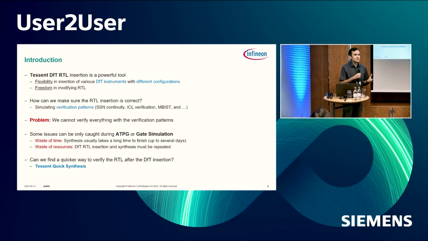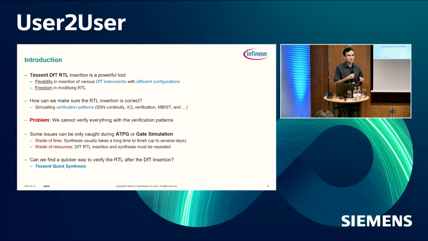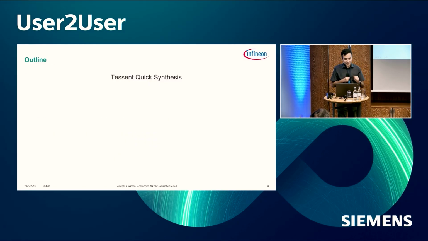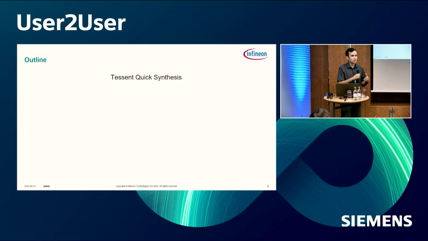Now it raises an interesting question. Is there a way for us to verify the DFT RTL insertion in an earlier phase? So the answer is yes. We can take advantage of the Tessent Quick Synthesis. So in this presentation, I want to explain how we integrate the Tessent Quick Synthesis inside our DFT flow, and we use it to verify the DFT RTL insertion.